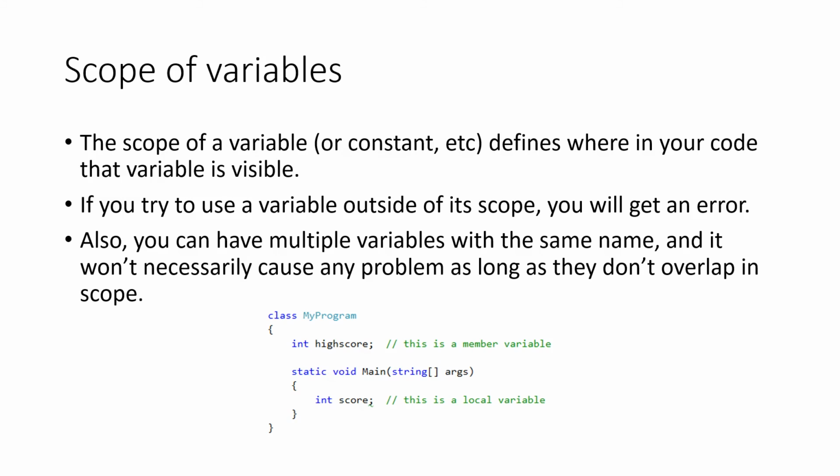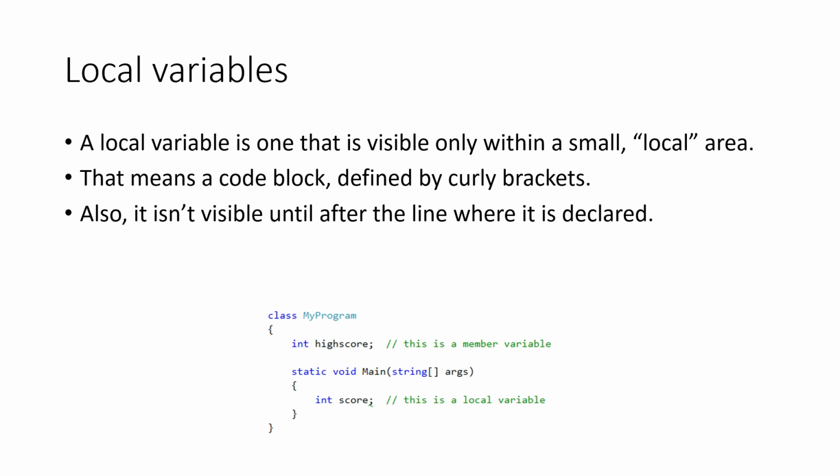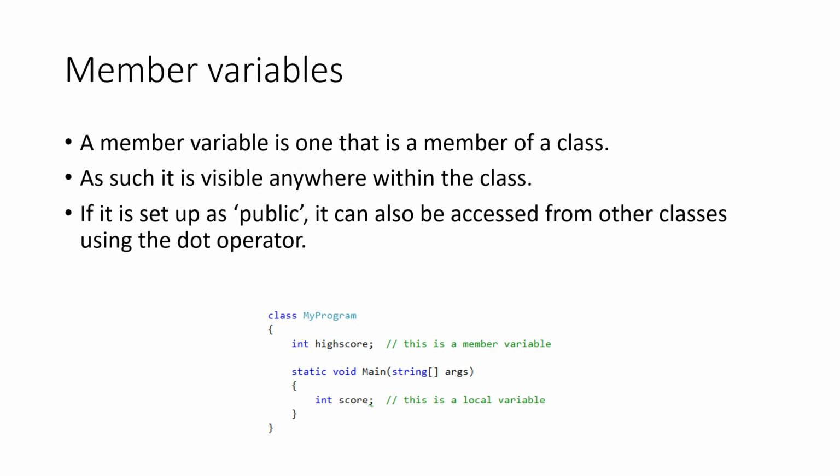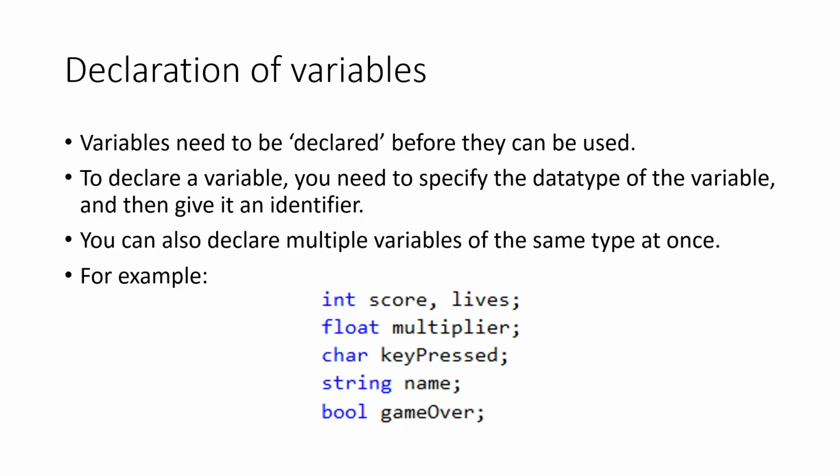In fact, you can have different variables with the same name as long as they have different scopes. If two things have the same scope with the same name, then it gets tricky trying to make sure you're accessing the correct variable. Also, if you have a local variable, you can only access it after the line where you have declared it. Member variables, however, can be accessed anywhere within the class, and if it's set up as public, you can also access it from other classes by using that dot operator I mentioned earlier.